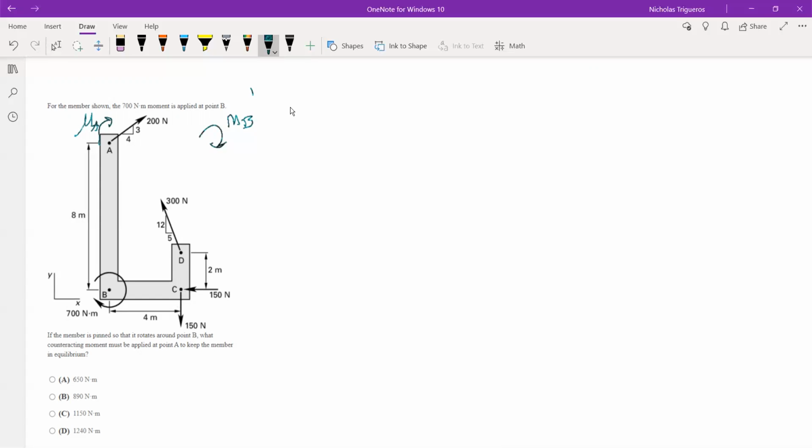If we do a sum of moments, I guess B is a pretty good choice. Not sum of B, sum of moments. We have, let's keep our signs consistent. That is, that's the clockwise direction, so we'll call it negative 700. What's contributing to this? Plus negative 150 times 4. Yep. That's not a C, it's a parenthesis.